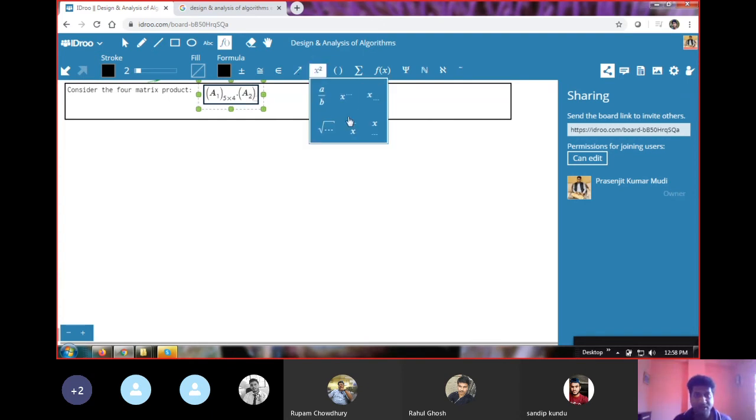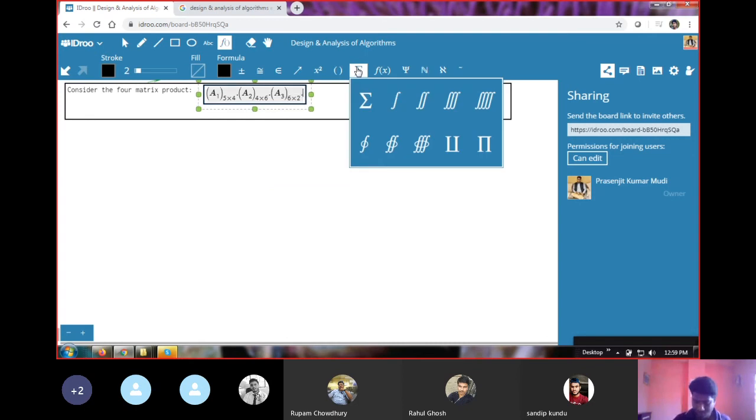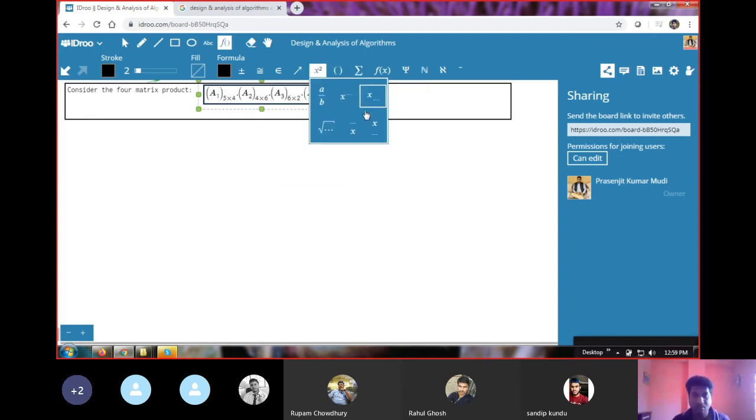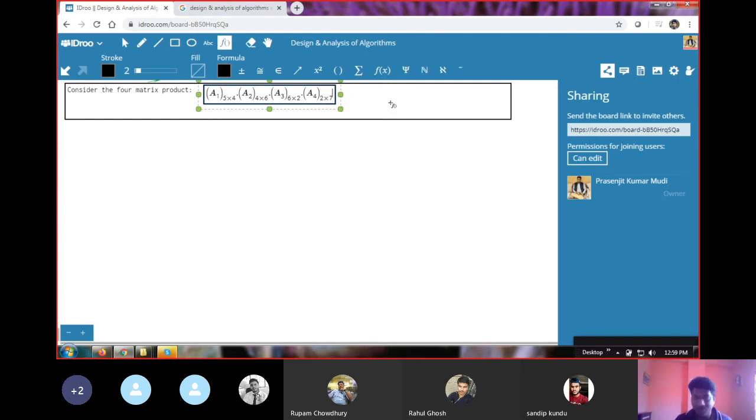We will use standard notation, that is 4 cross 6. Then A suffix 3, it is 6 cross 2. And that is 2 cross 7. So this is a matrix product we are given to compute.